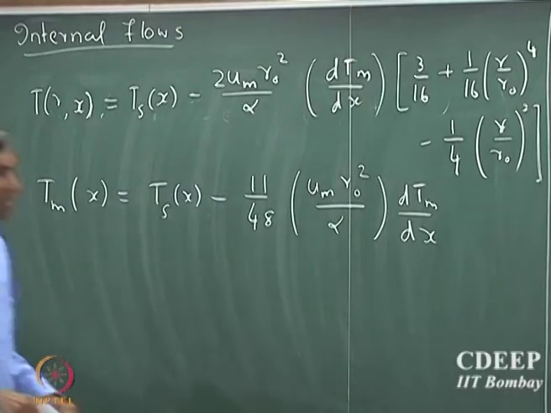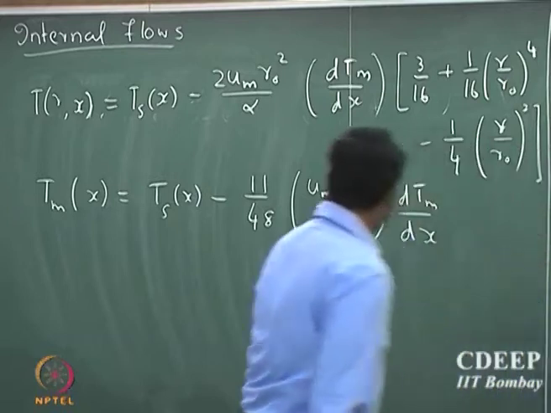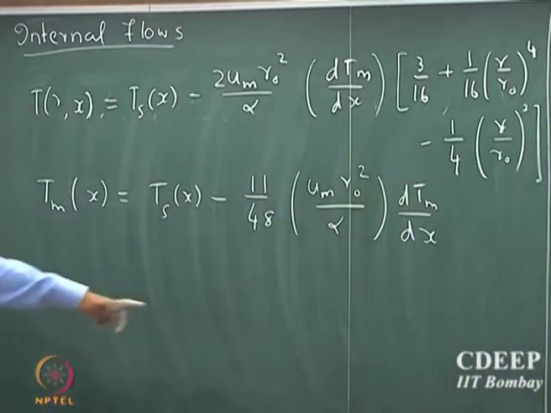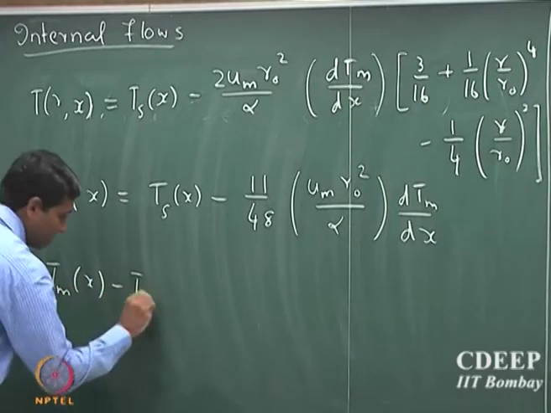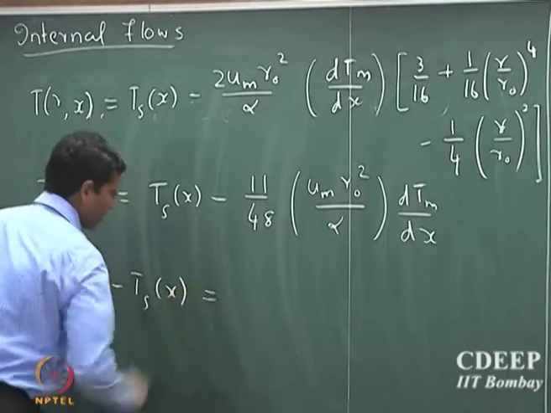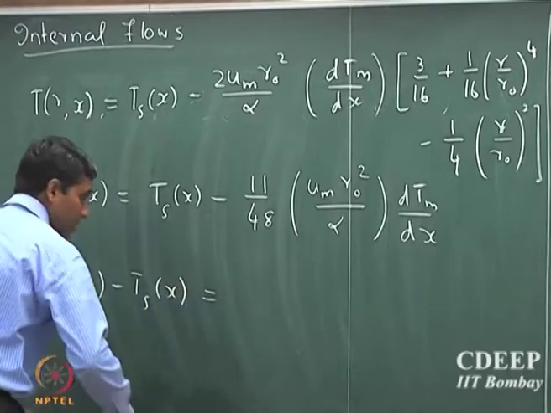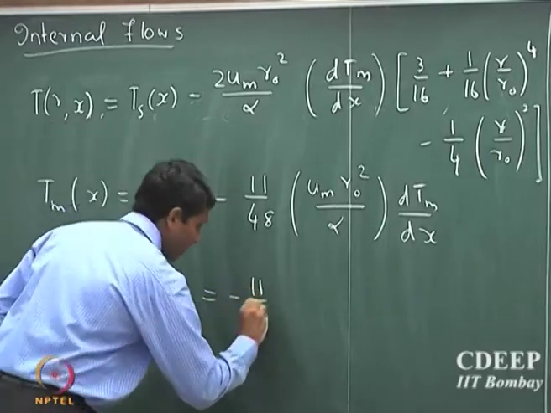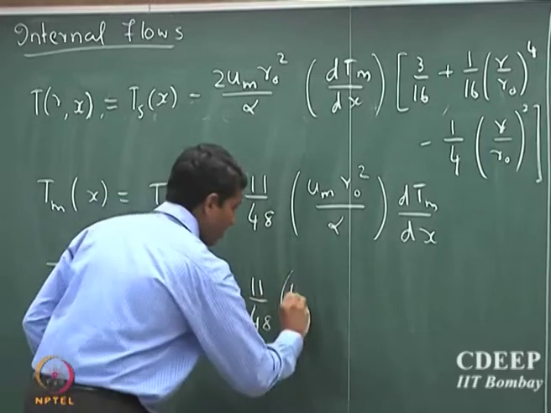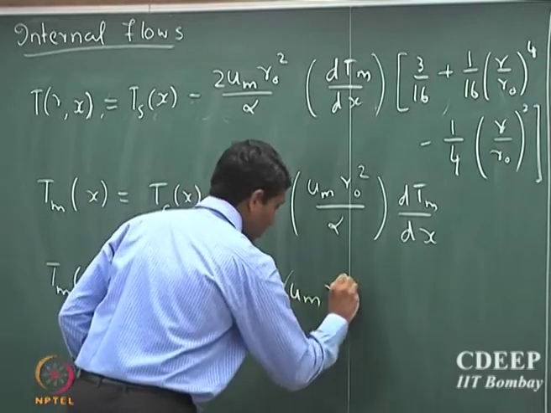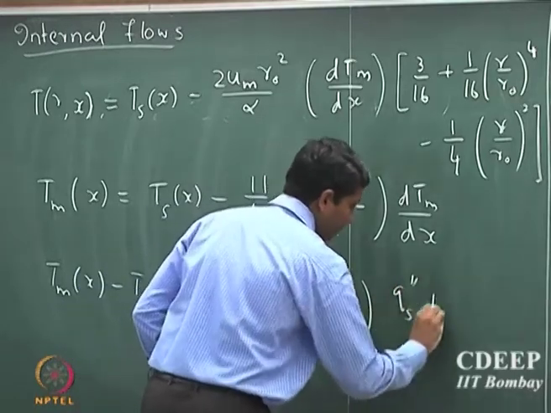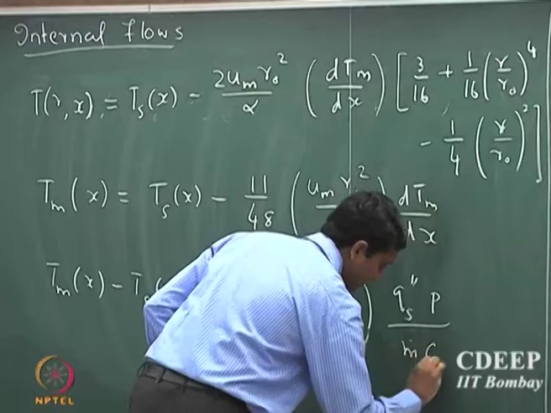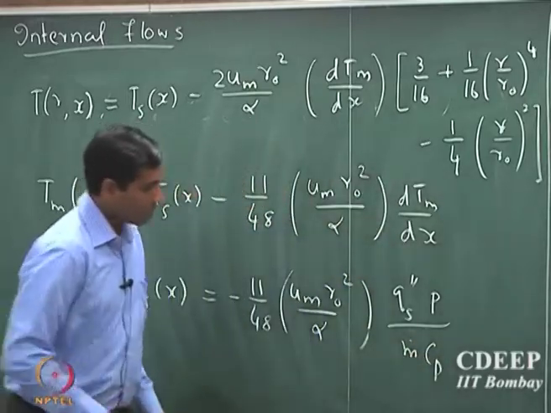And so now we know that dTm by dx is Qs double prime P by m dot Cp. So I substitute that here. So Tm x minus Ts, that's equal to minus 11 by 48 into um r naught square by alpha into Qs double prime P by m dot Cp. Okay.